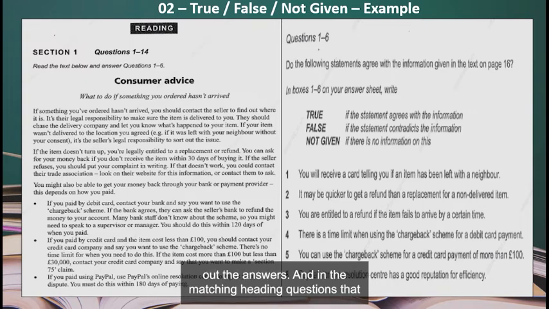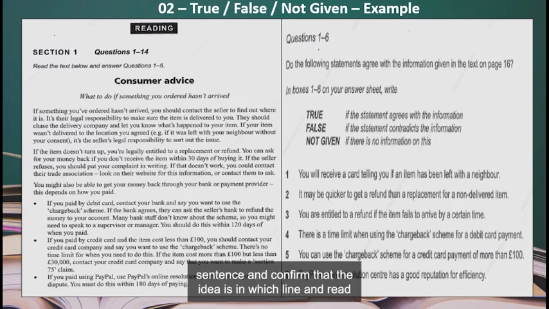And in the matching heading questions that I previously told you, you have to randomly see the paragraph to locate the keyword, and the best way is to start scanning from bottom to top, not from top to bottom. But in the true, false and not given questions, it is very important that you read from the top and read every sentence and confirm in which line the idea is, and read that line 2, 3, 4 times to decide whether it is true, false or not given. But you should be clear about what is true, what is false and what is not given. And I hope that you can understand that from my example.